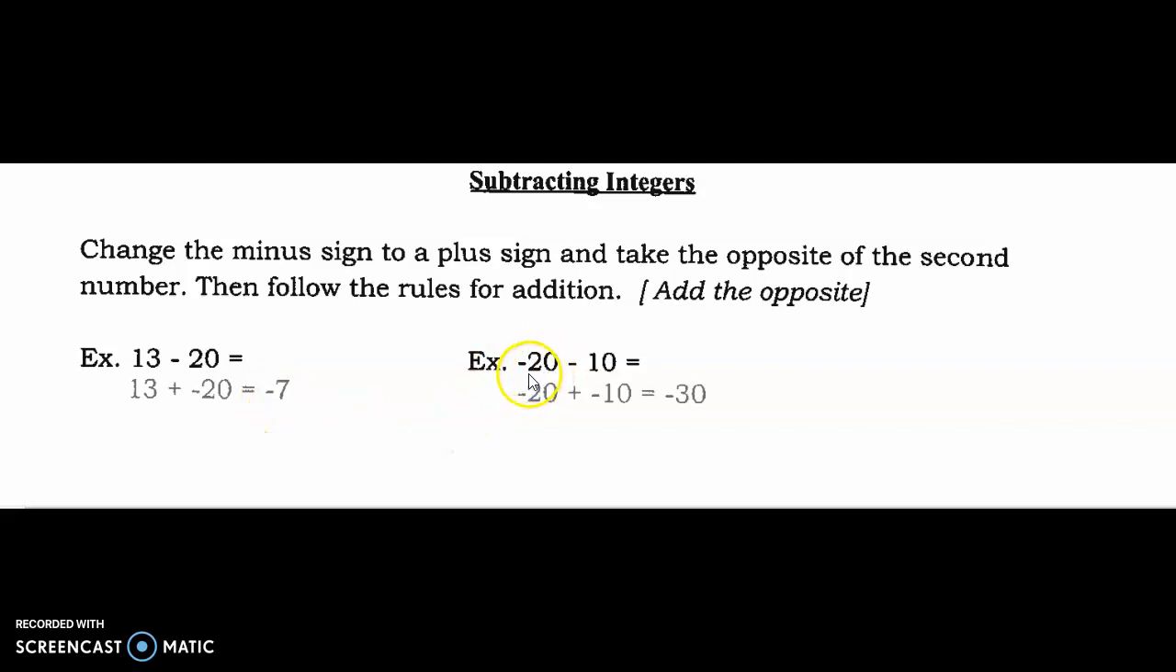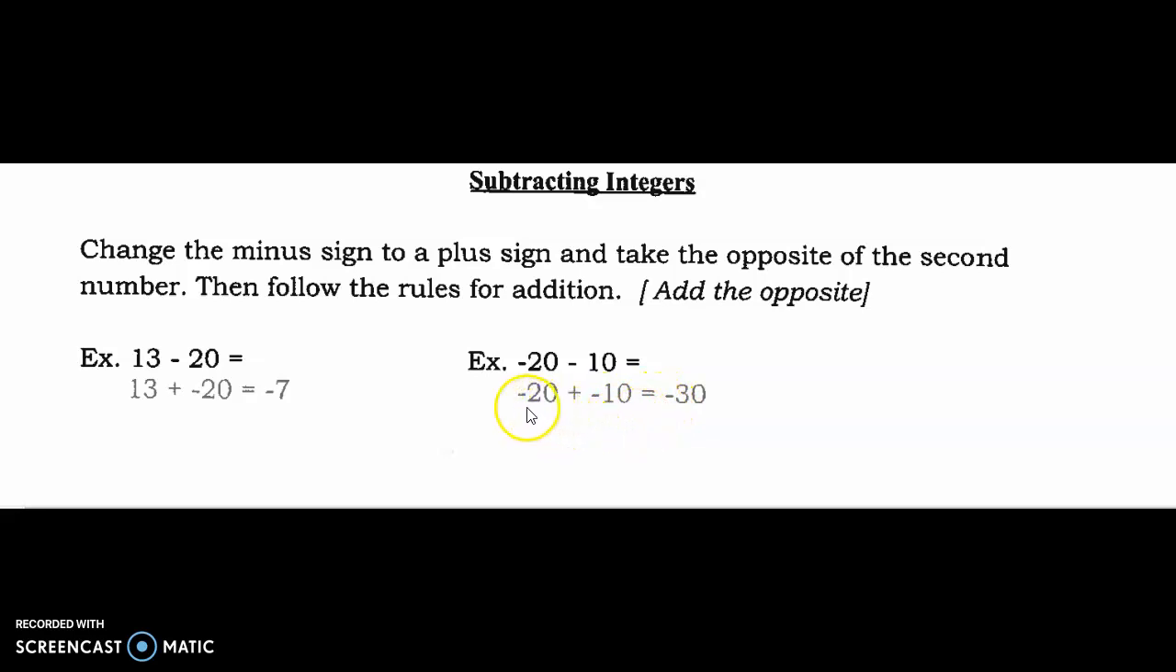Over here, we're going to rewrite our equation. Negative 20 plus, and this was a positive 10, so we're going to make it a negative 10. So you have negative 20 plus negative 10. You have two of the same sign, so you add them together. 20 plus 10 is 30. And keep the sign, so it's negative 30.